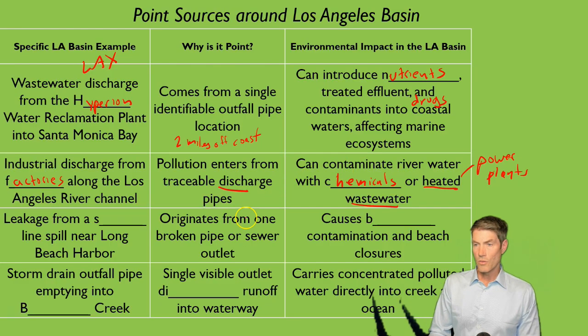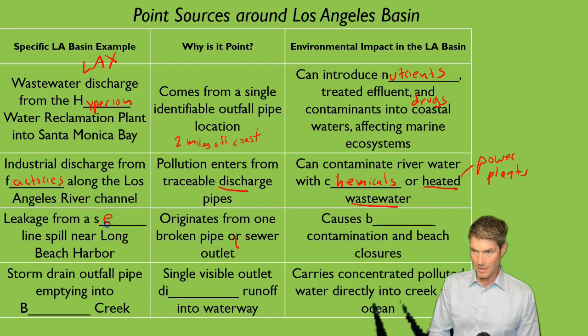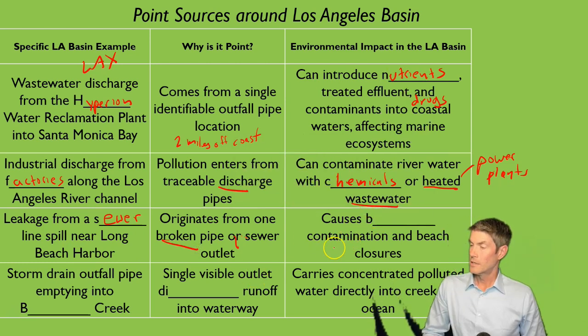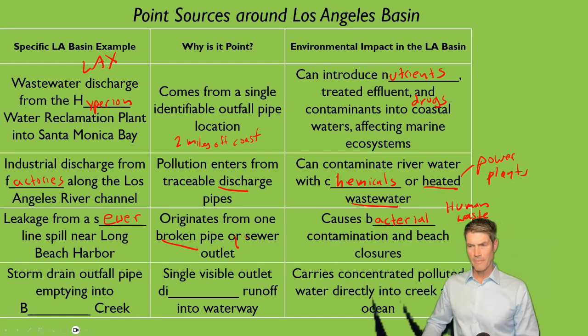Okay, there's a lot of sewer lines everywhere, and every once in a while they break and spill. I don't know why that keeps happening. I'll figure it out hopefully sometime. So a sewer line, example near Long Beach Harbor. This isn't common, but it has happened. They can trace it to a broken pipe, and you can have bacterial contamination from human waste. There's going to be a lot of E. coli and bad stuff in there. And the waste treatment plant is very good at getting that out of there.